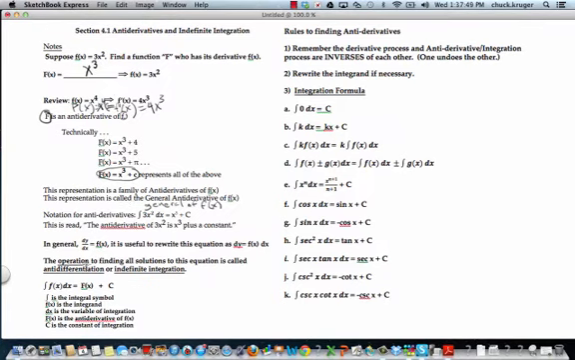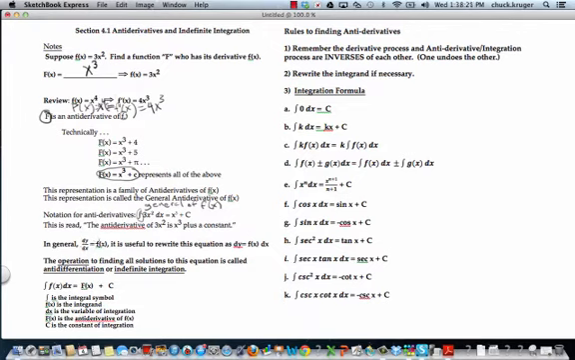Let me back up a little bit. The notation for antiderivatives is this: if you see this symbol, it means you find the antiderivative of 3x squared dx, and that antiderivative is x cubed plus c. This is read: the antiderivative of 3x squared is x cubed plus a constant. In general, dy dx equals f of x, so the derivative equals f of x.